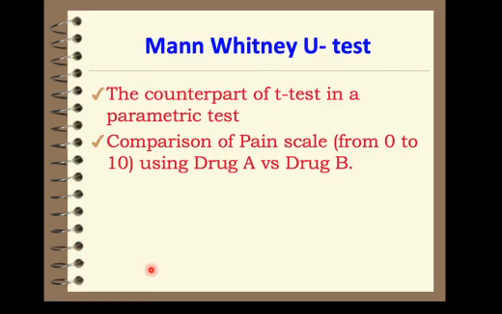We'll give examples of this. Now, as we told you a while ago, Mann-Whitney U-test is the counterpart of t-test in a parametric test. As an example, we talk of comparison of pain scale from 0 to 10, an interval scale, using drug A and drug B. These are independent samples. People taking drug A versus people taking drug B are independent of each other. Then we compare the pain scale of these people, and we use the Mann-Whitney U-test.